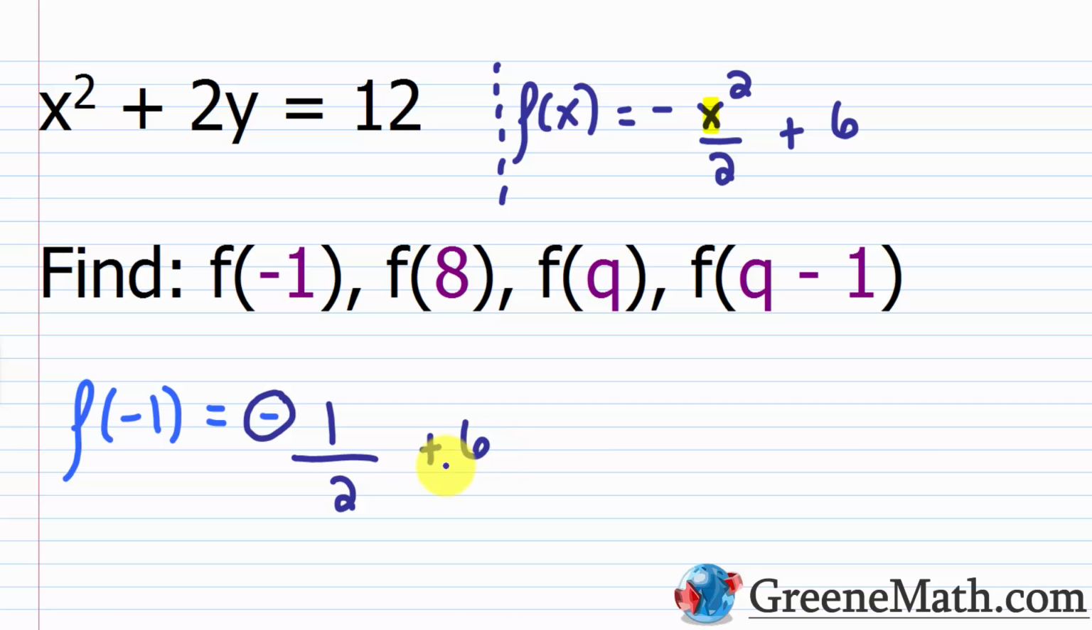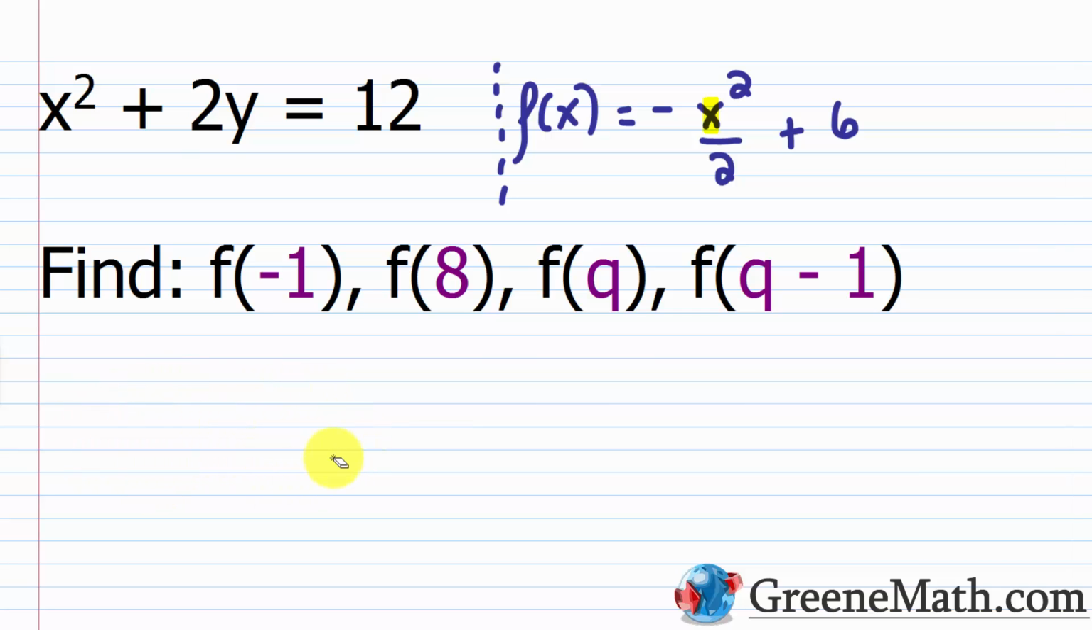So let me get a common denominator going. I'm just going to multiply this by 2 over 2. This would be 12 halves. So 12 minus 1 is 11. So basically this is going to be 11 halves. So we can say f of negative 1, or the value of this function when the independent variable x is negative 1, is going to be 11 halves. So let's erase this and we'll move on to the next one.